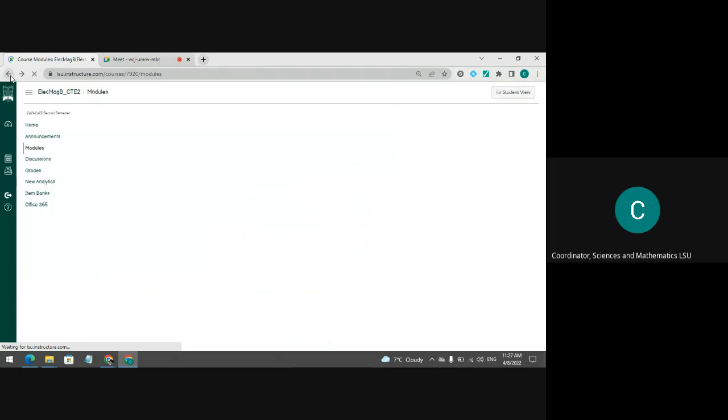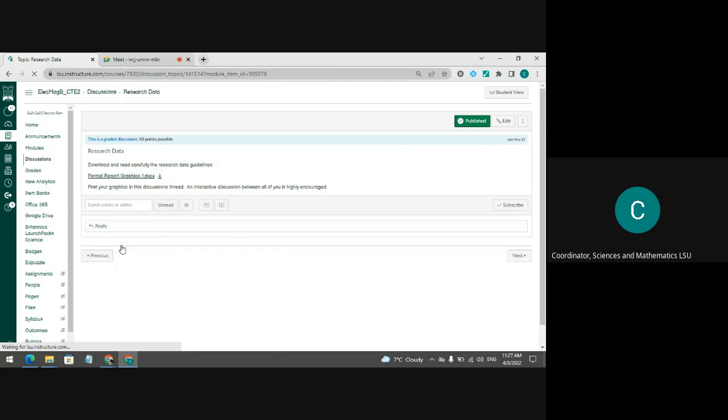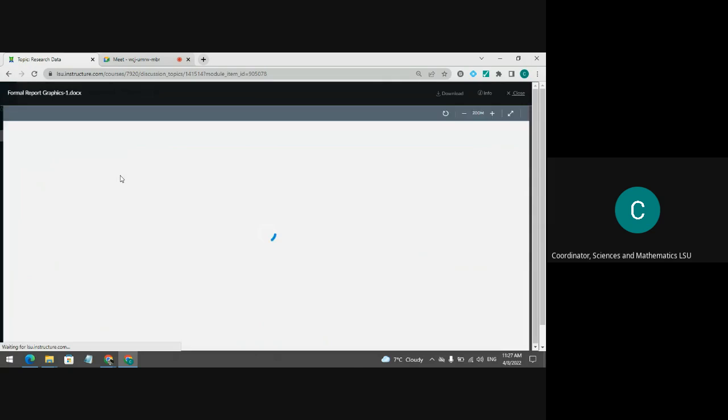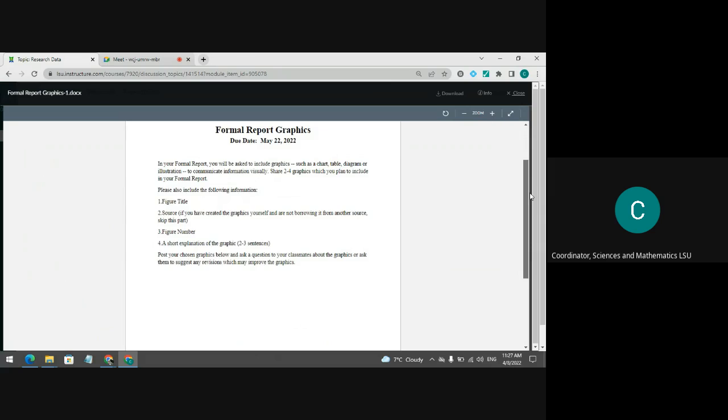for the following week, you are going to submit the second part of your technical report, which will be the graphics or your research data. What should you include in your research data? For your research data, you must have graphics.